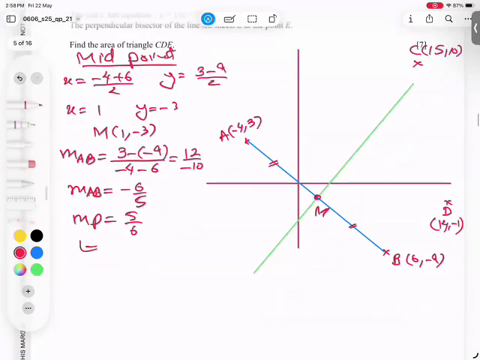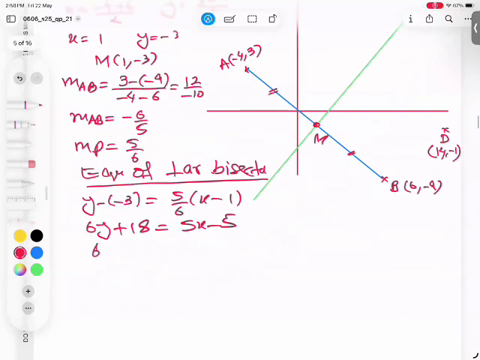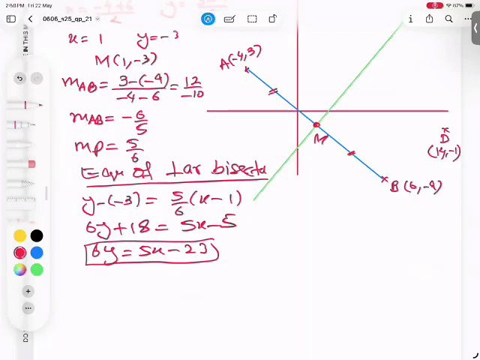So the equation of the perpendicular bisector is y minus this, m times x minus 1. So I'm getting here 6y, 6 threes are 18, and 5x minus 5. And I'm getting 6y equals 5x minus 23. The equation of this line is done. Okay, so I think this part is clear, students. Now further, let me check finally once more. This is 5, 18, 23, correct.